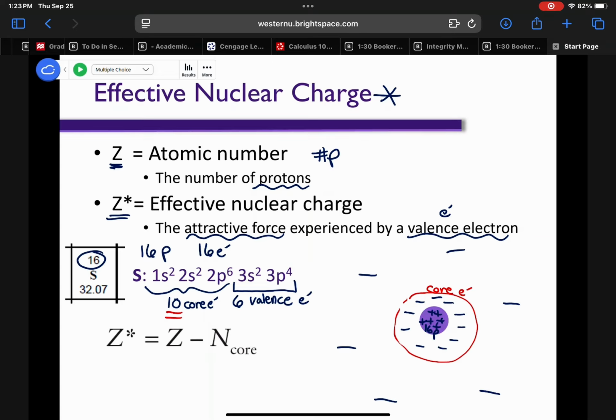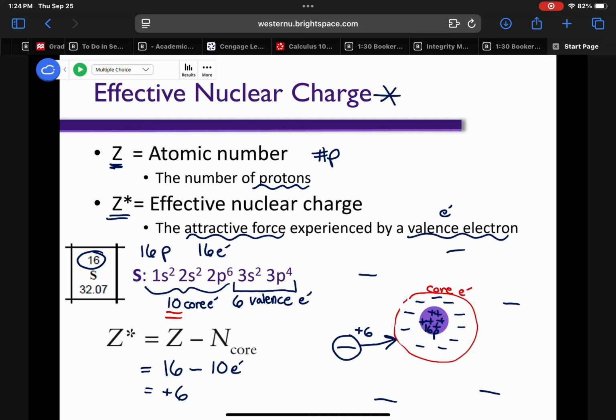This electron over here that we have just interviewed is actually experiencing an effective nuclear charge, which is Z star. Z star is the atomic number of protons, that's 16, minus the number of core electrons, which is 10. 16 minus 10 is 6. So this electron here is feeling an effective nuclear charge pull of plus 6.